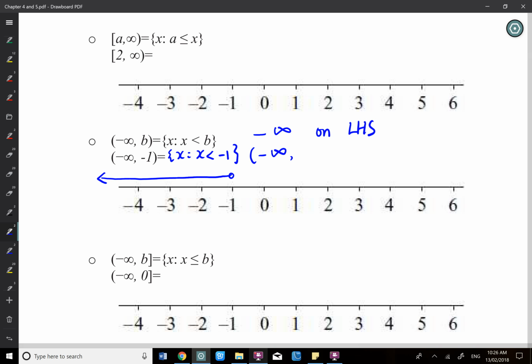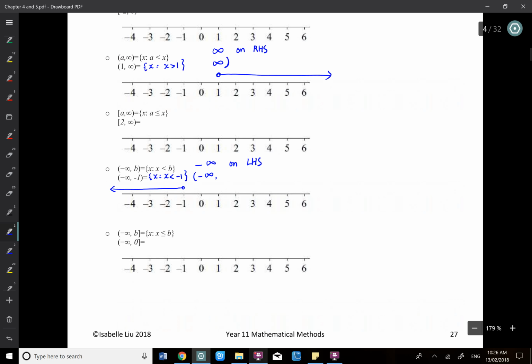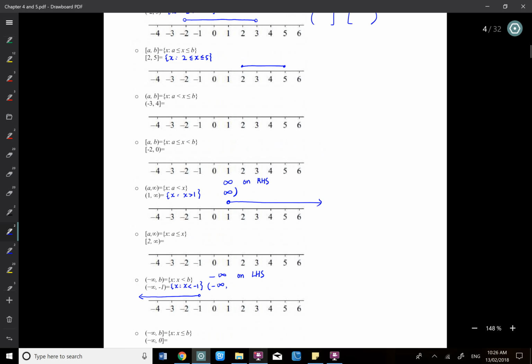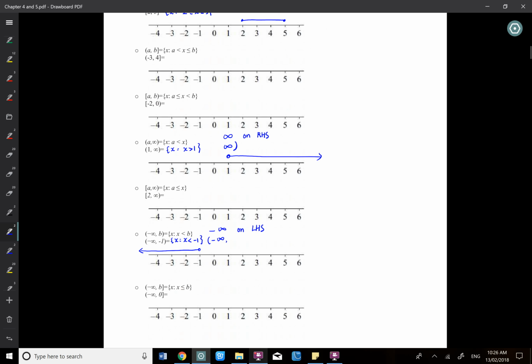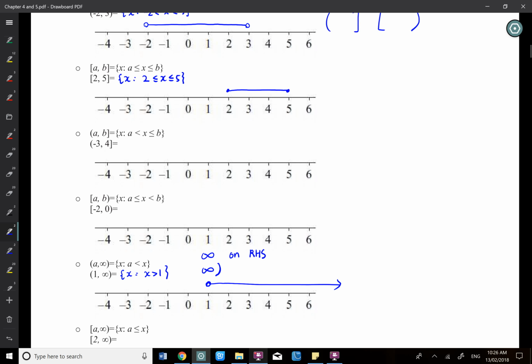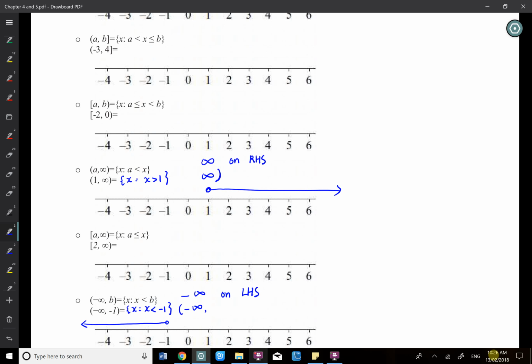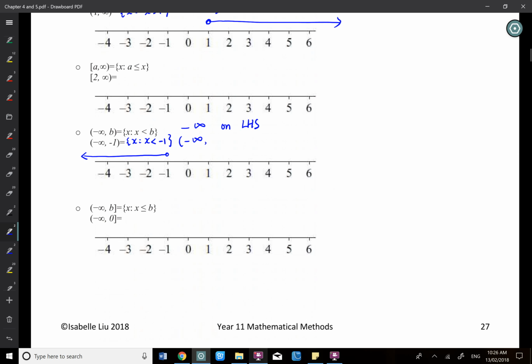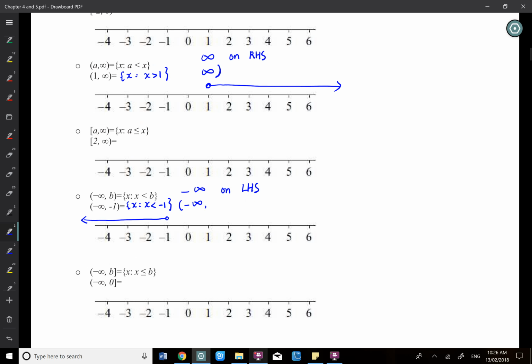That's in the set notation, and then on the number line is what that means. So there are 4 more questions. I'll give you 3 minutes to complete the other 4 we haven't done, which are really easy. They are -3 to 4, -2 to 0, 2 to infinity, and negative infinity to 0. So 4 more.